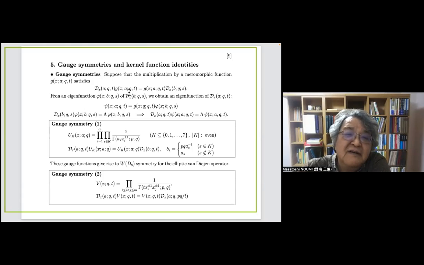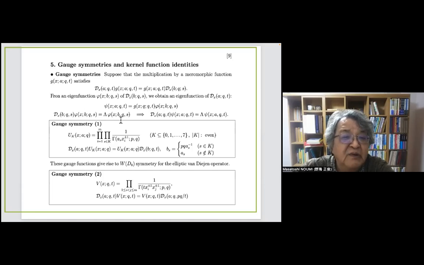So there are some functions G that transform the elliptic van Diejen operator to another elliptic van Diejen operator with different parameters by conjugation. So if this identity holds, then suppose that phi of x, B, q, S is an eigenfunction of this operator on the right-hand side. Then you can multiply by this gauge function and call it psi. Then you can show that psi is an eigenfunction of this van Diejen operator with A, T parameters.